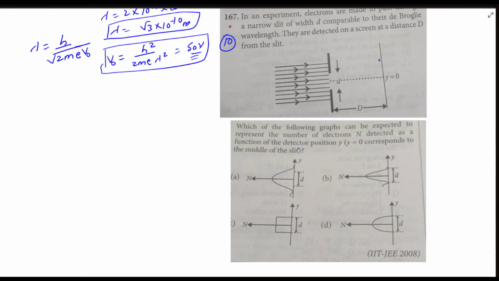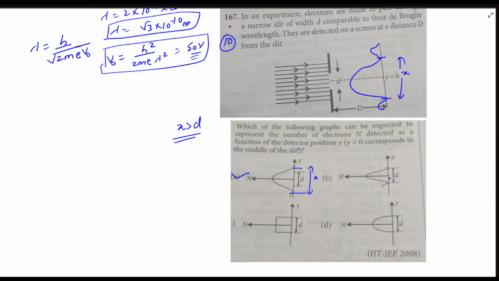Now, due to diffraction, the first maxima will look like this, right? And the second will decrease like this. So the graph will be the same as we have studied in diffraction, because this is actually a diffraction experiment, right? But this x will be much greater than d. So this is our x here. So A option is correct.